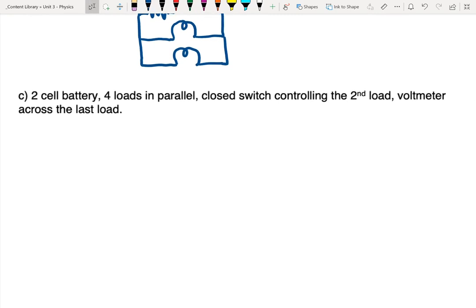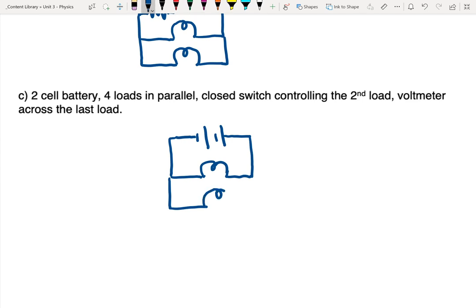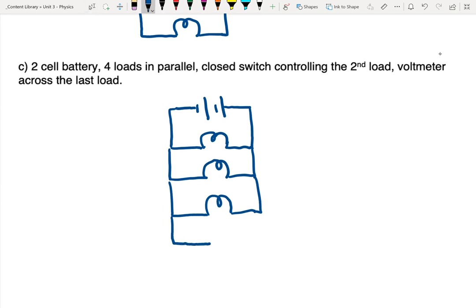For C, a 2-cell battery, four loads in parallel, a closed switch controlling the second load, and a voltmeter across the last load. So we're going to start with our 2-cell battery. Always a good place to start because that's where all the power, or the electrons, come from. That's our source. We need to have four loads in parallel, so that means we're going to have four parallel lines coming across, one for each load. There's another one. I realize that I have missed something, but I'm going to just go one thing at a time, just so I don't get confused on what I've missed.